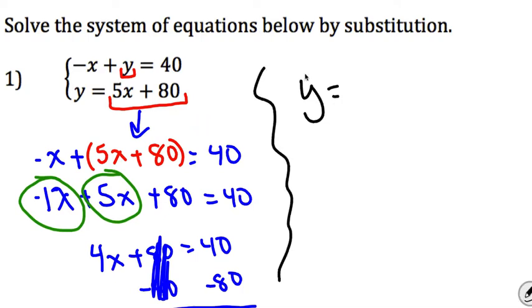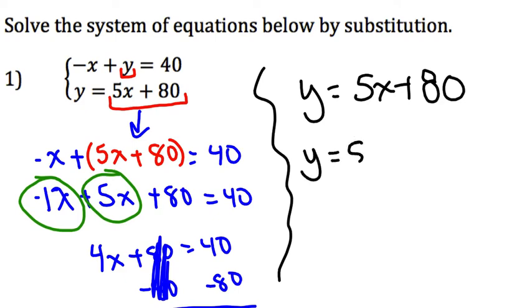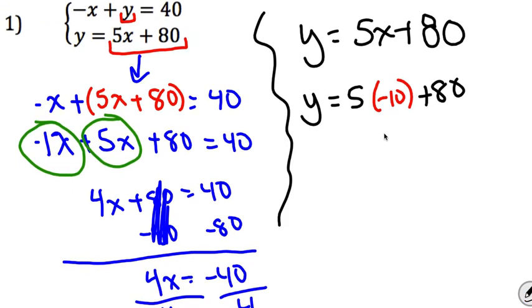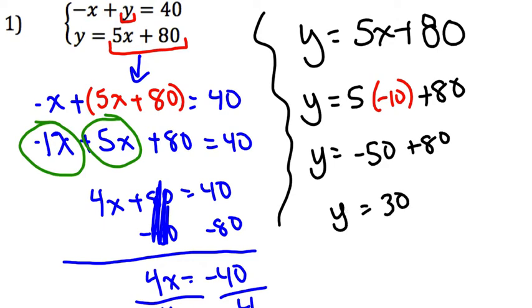So if I take this equation and I plug that negative 10 in here, it's already solved for y and I'm done, okay? So 5 times negative 10, plus 80. Multiply, y equals negative 50 plus 80. Negative 50 plus 80 gives you 30.